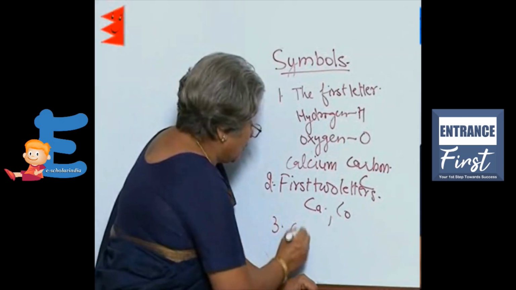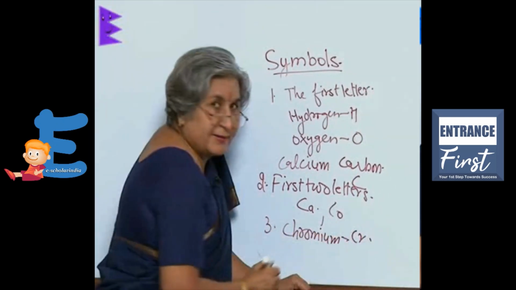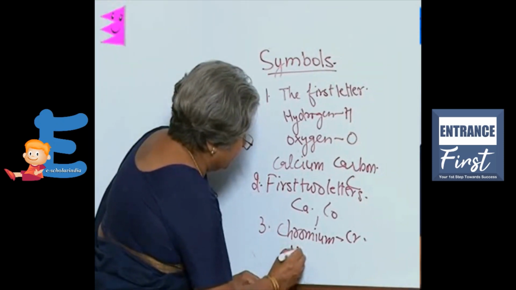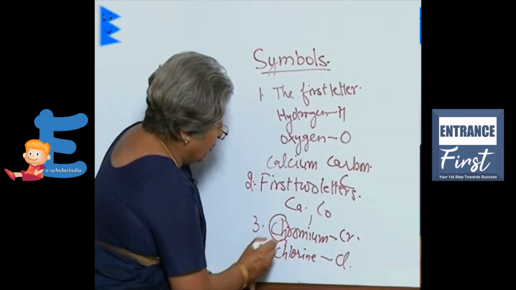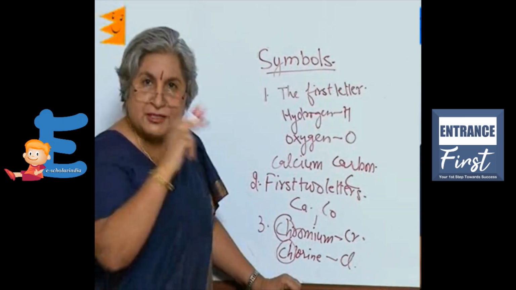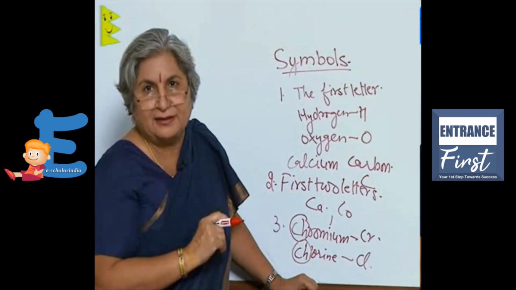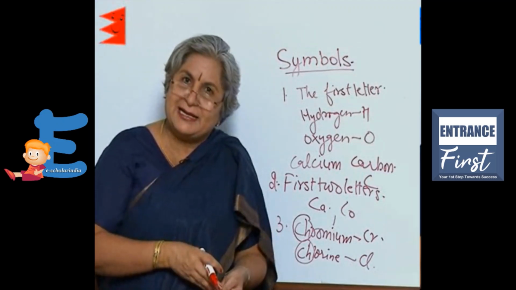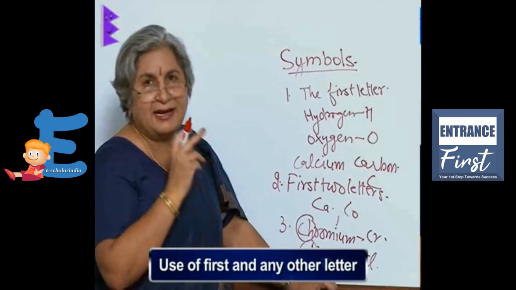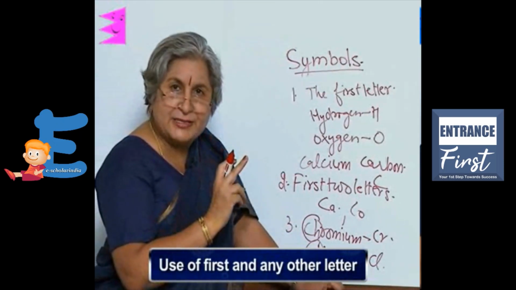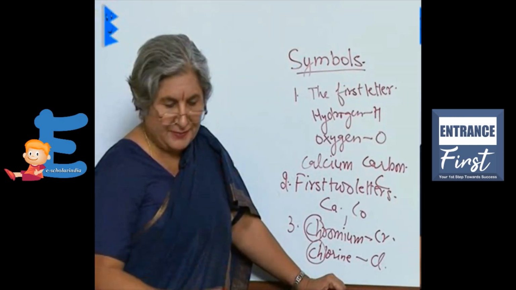For example, in case of chromium, it is Cr. In case of chlorine, it is Cl. Now, in this case, both the first two letters were the same. First the problem came when the first letter was the same. So they used, okay, we'll use the second letter. But now what to do? Even the second letter is the same. So they said, okay, nothing to worry. We can take the first letter and any other letter. And the same principle, first letter in capital, second letter in small case.